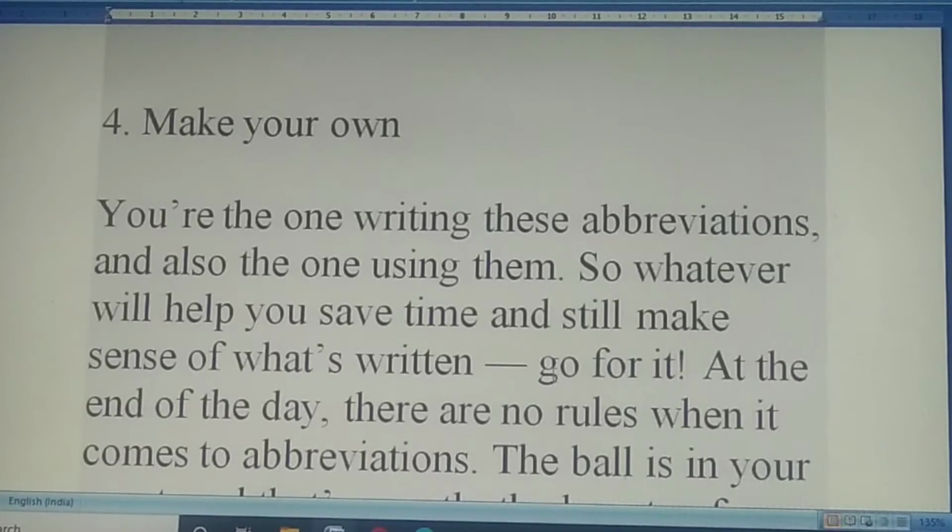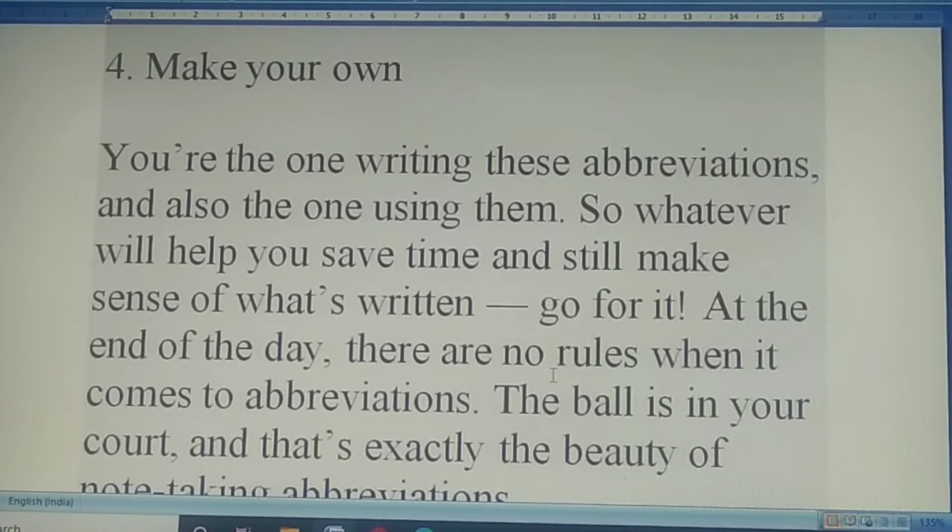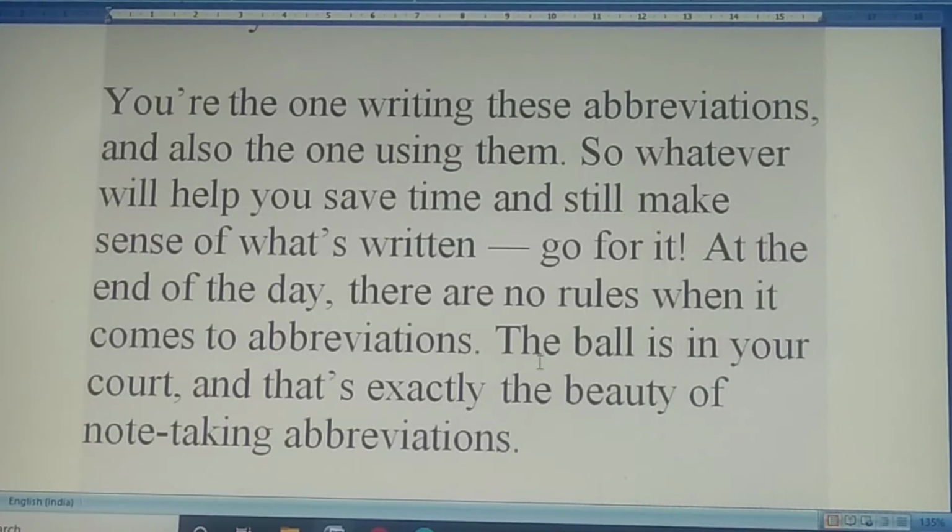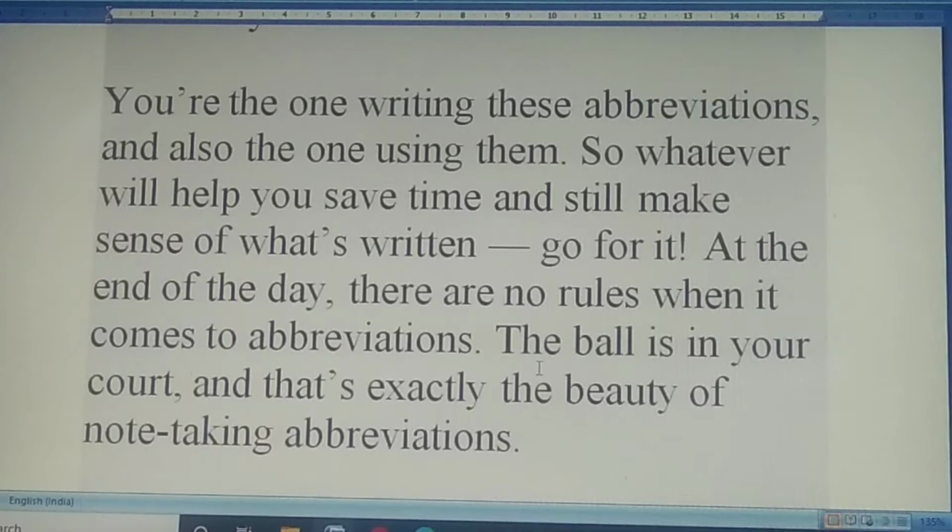Make your own. Children, these are very important points. Don't forget to note down all these important points. It will help you in note making. Otherwise, you will be confused and you are likely to go wrong in abbreviating the words. You are the one writing these abbreviations and also the one using them. So, whatever will help you save time and still make sense of what's written, go for it. At the end of the day, there are no rules when it comes to abbreviations.